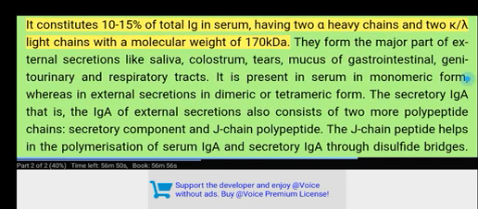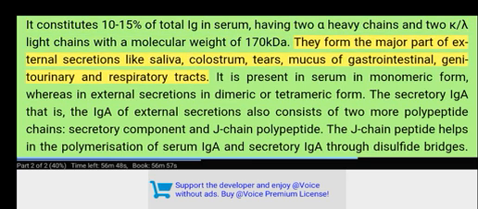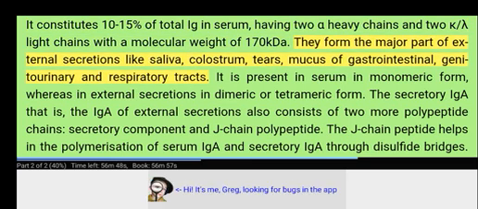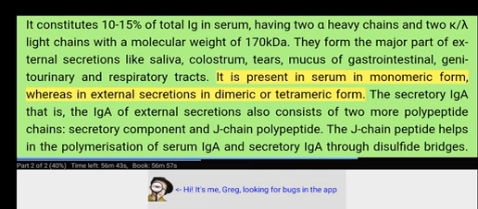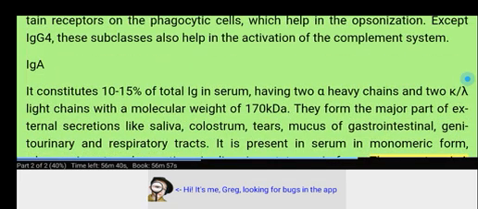IgA. It constitutes 10-15% of total Ig in serum, having 2 alpha heavy chains and 2 kappa or lambda light chains, with a molecular weight of 170 kDa. They form the major part of external secretions like saliva, colostrum, tears, and mucus of the gastrointestinal, genitourinary and respiratory tracts. It is present in serum in monomeric form, whereas in external secretions it is in dimeric or tetrameric form.